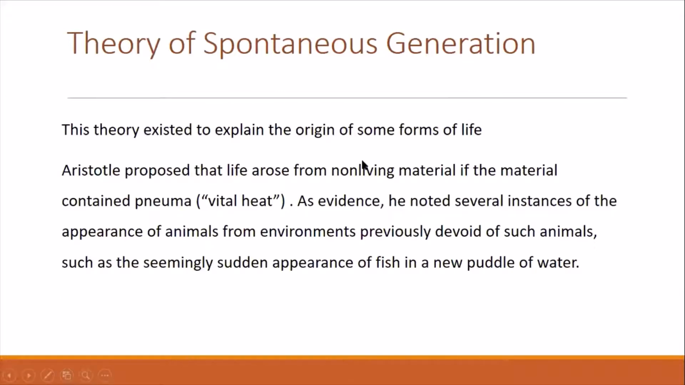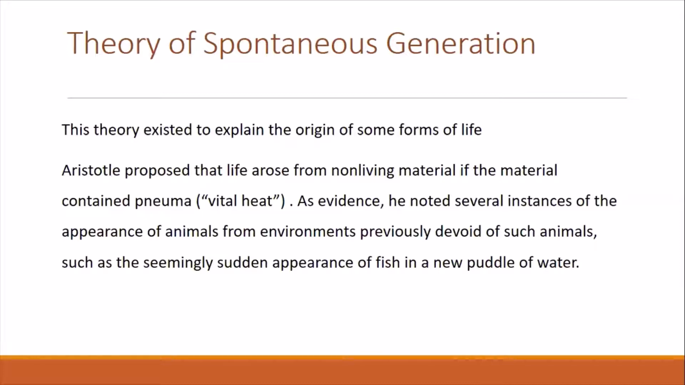Okay, so the theory of spontaneous generation. This theory existed to explain the origin of some forms of life. Aristotle proposed that life arose from non-living material if the material contained pneuma, which is like some form of vital heat that you would find in the air. As evidence, he noted several instances of appearance of animals from environments previously devoid of such animals, such as fish appearing in puddles, even maggots being found on food, flies forming out of feces.